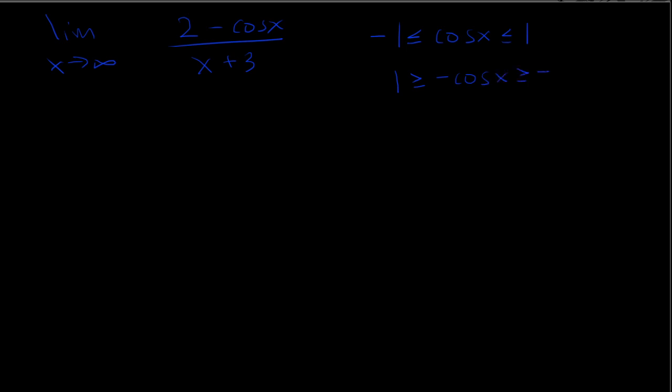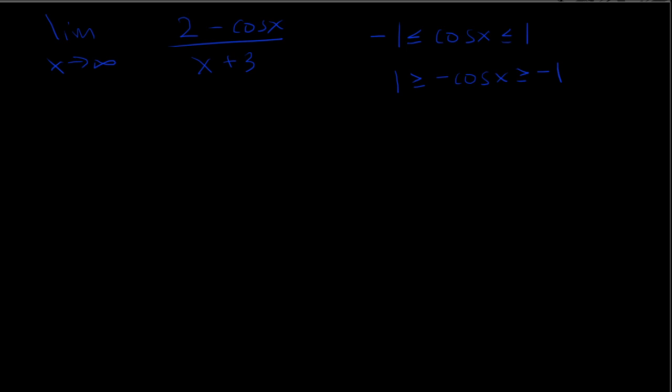So if I have the limit as x approaches infinity of 2 minus cosine x over x plus 3. The first thing we should consider is that cosine, just like sine, is between negative 1 and 1. And if I multiply everything by negative 1, I get 1. The inequality switches since we're multiplying by a negative. And now negative cosine is between negative 1 and 1.